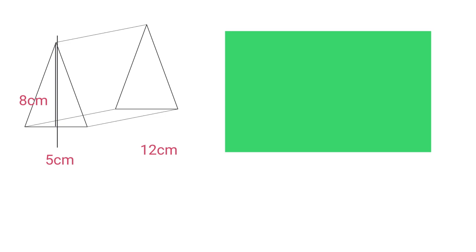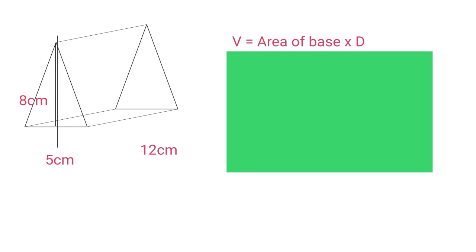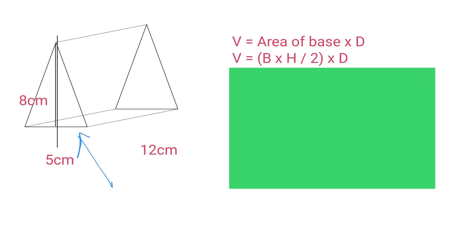And you know how to find the area of the base of a triangle. So let's take a look. In this case, volume is area of base times depth. Hopefully most of us recognize that for this triangular face right here, the formula for area is base times height divided by 2.